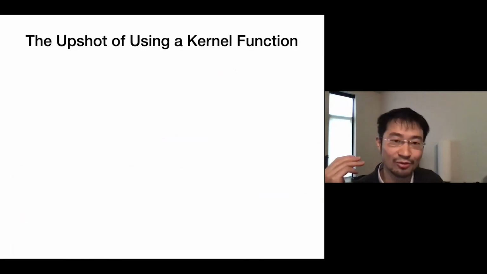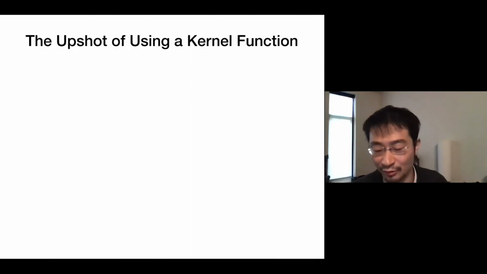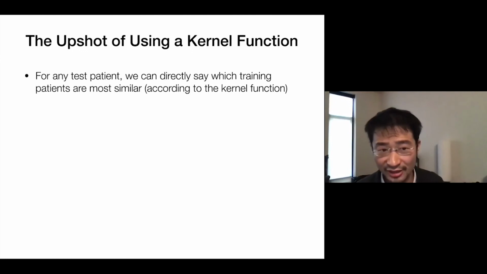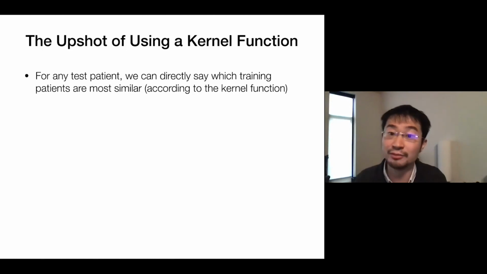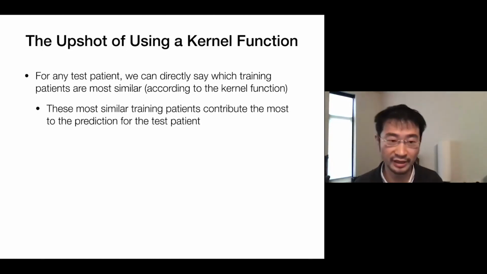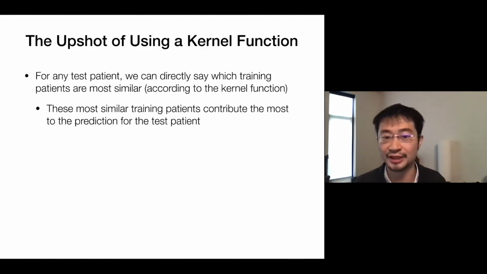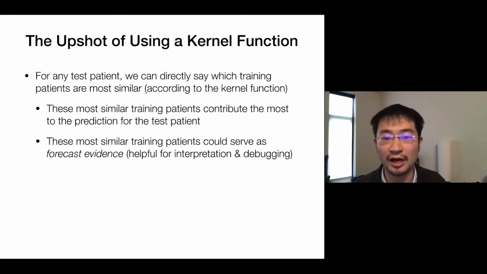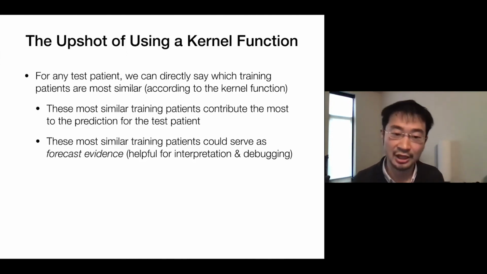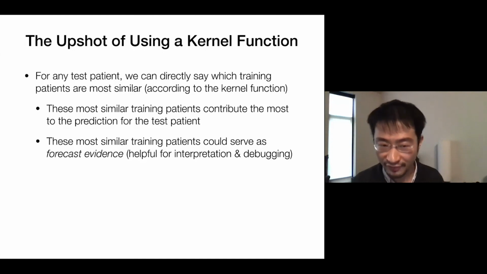Before getting into that, what is the upshot of using a kernel function anyways? Hopefully you see now that, for any test patient, we're going to be able to say which training patients are most similar to the test patient according to the kernel function. When we actually make predictions for the test patient, these most similar training patients contribute the most to the prediction. You can think of them as some kind of forecast evidence, which you can present to a clinician for them to look at the features of these most similar patients to help with interpreting a model.